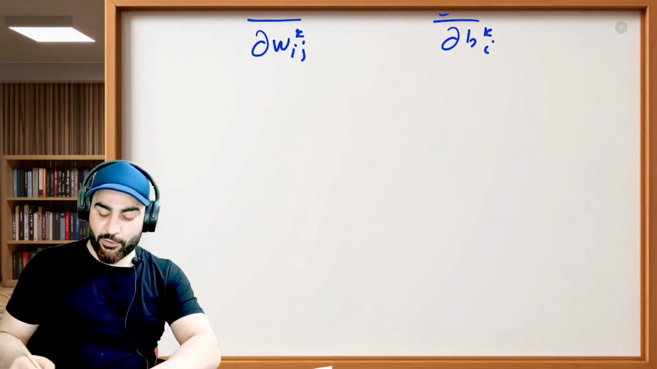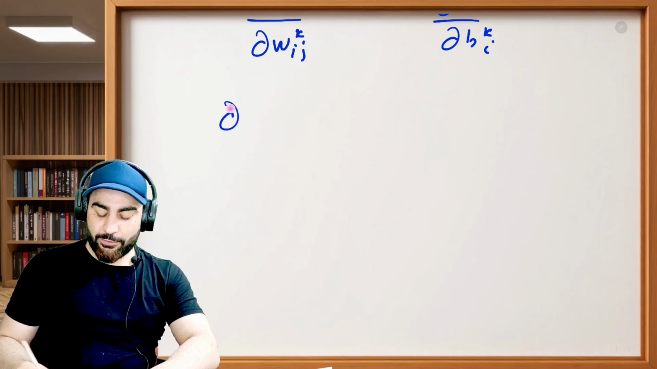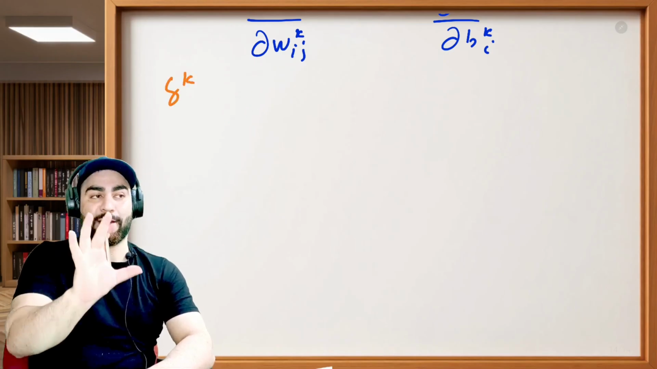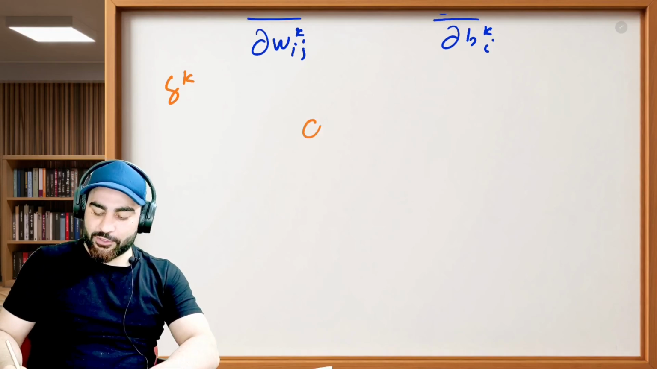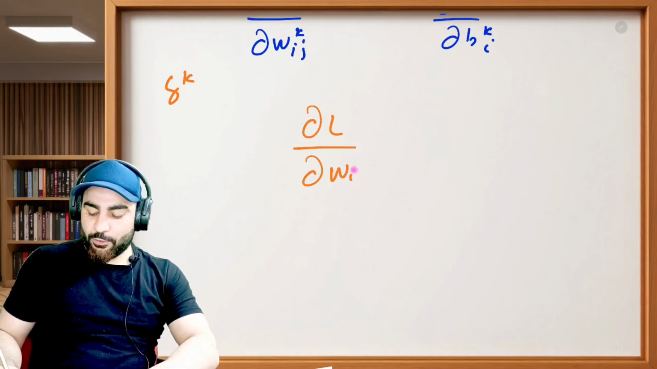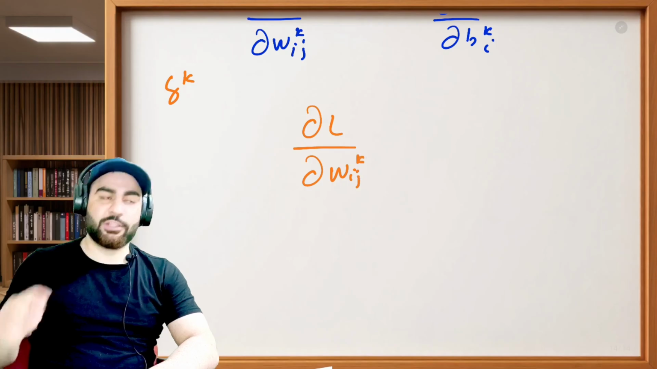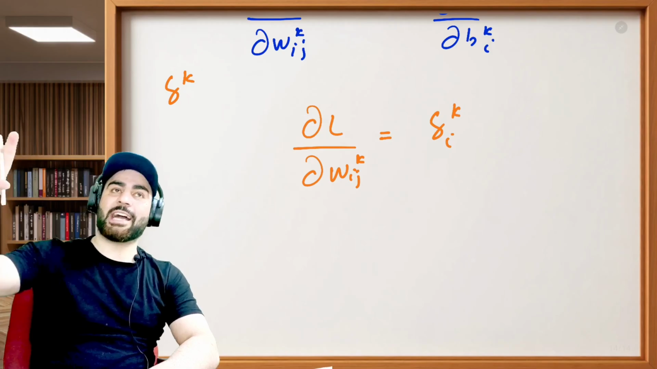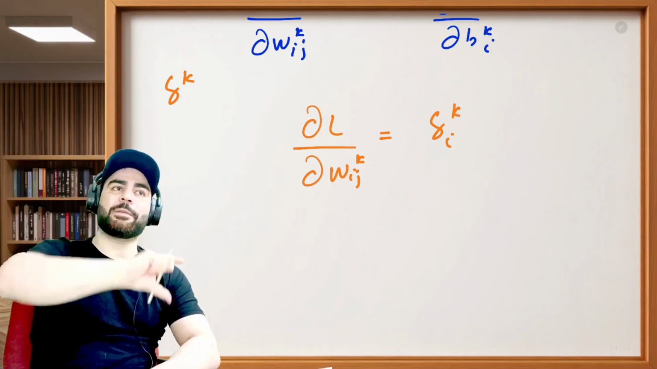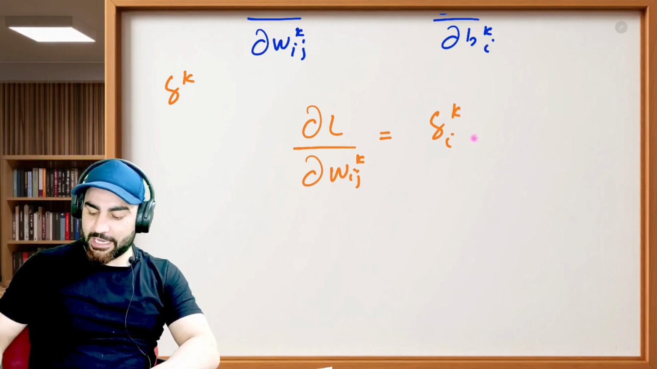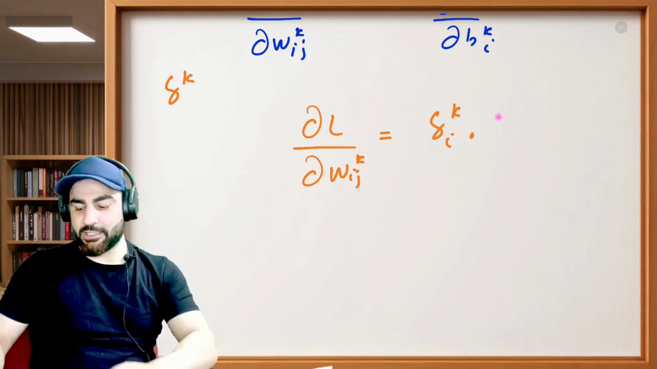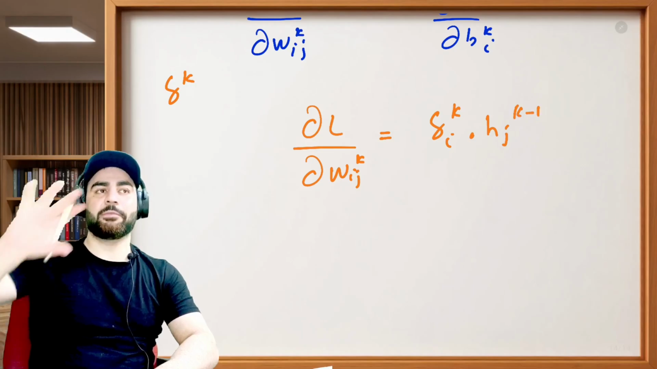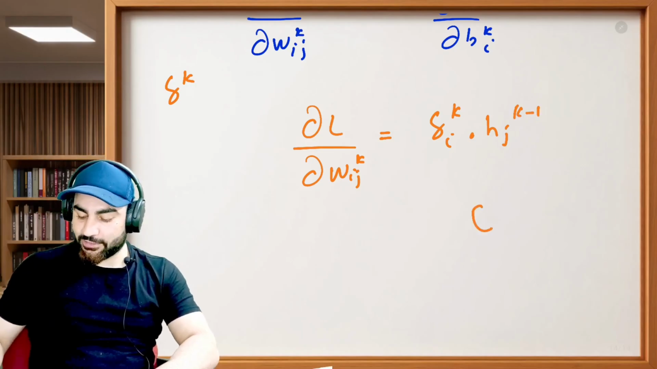If somebody tells you, can you give me this? You have to compute dou L. Assuming that you know this delta k, you know the error now. So computing this element wise, dou L divided by dou wijk. What we will do is say delta k of i, whatever is the error. After that you had this aggregate and you applied this hk. You had this hk before this. After you have this, you do hj of k minus 1, because k minus 1 is the layer where you had the weight.